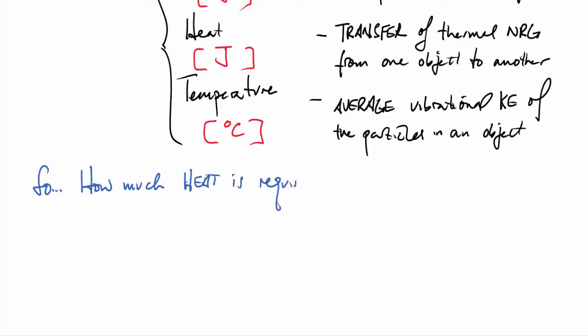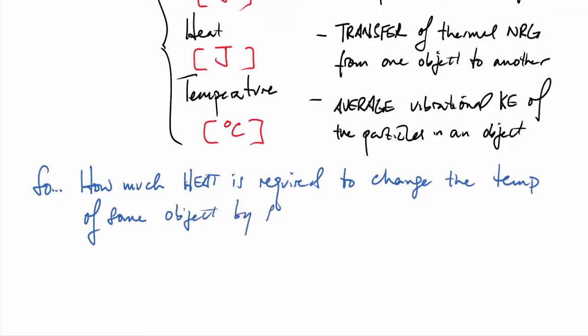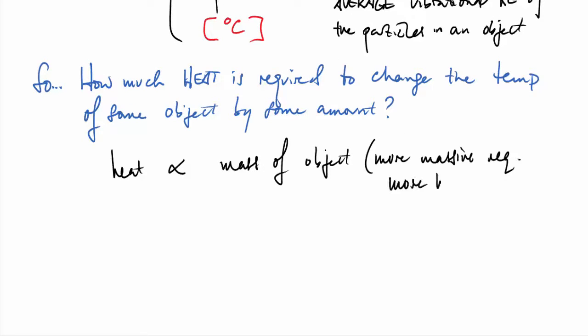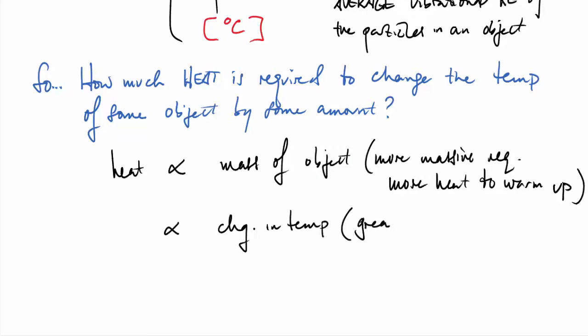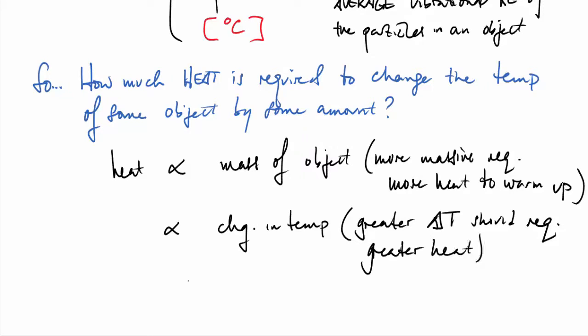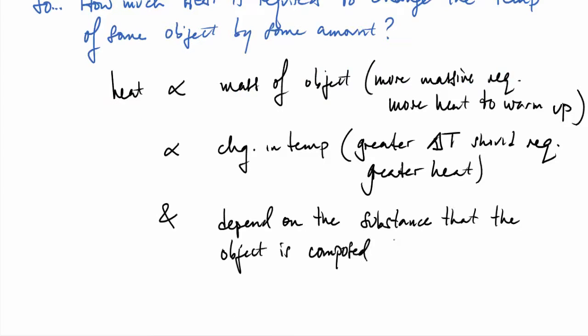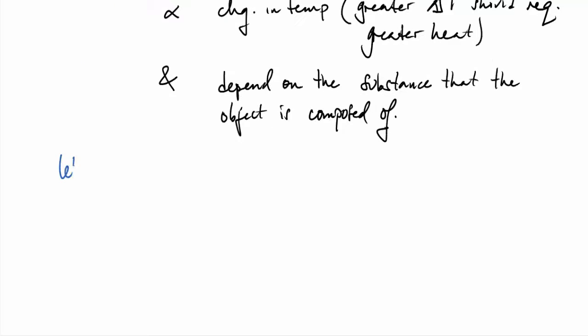So how much heat is required to change the temperature of some object by some amount? Well, if you think for just a second, you'd say it should be proportional to the mass of the object. More massive objects need more heat to warm up. It should be proportional to the change in temperature. Of course, a greater change should require more heat. And finally, it should depend on the substance that the object is composed of. This makes sense. Some objects require more heat to warm up than others do, and that depends on what they're made of.